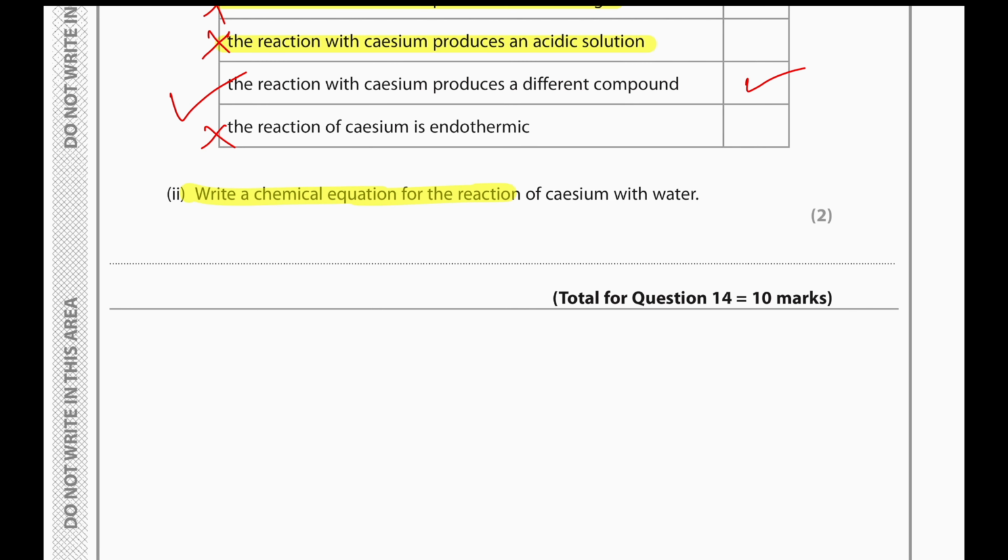Write a chemical equation for the reaction of cesium with water. When cesium reacts with water, it produces cesium hydroxide plus hydrogen. Now to balance this equation, we'll have to put a 2 here, a 2 here, and a 2 here.